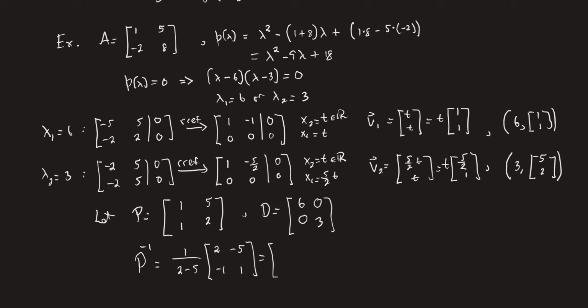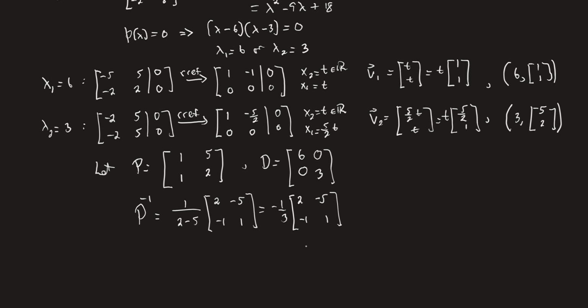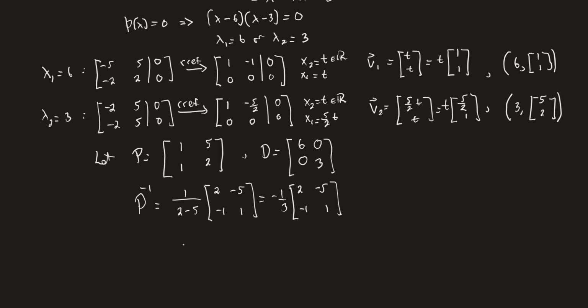And in fact, I think what I'm going to do is let's not distribute the negative 1/3. Let's just keep it as negative 1/3, and then times 2, negative 5, negative 1, 1. The reason I'm going to do this is that it will make the arithmetic a little bit easier in our process. So here's what the theory tells us: our original matrix 1, 5, negative 2, 8 can be written as this special product.